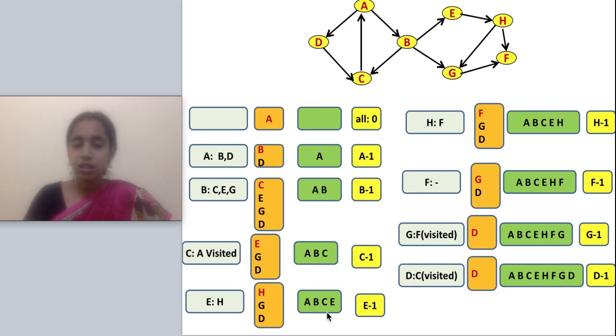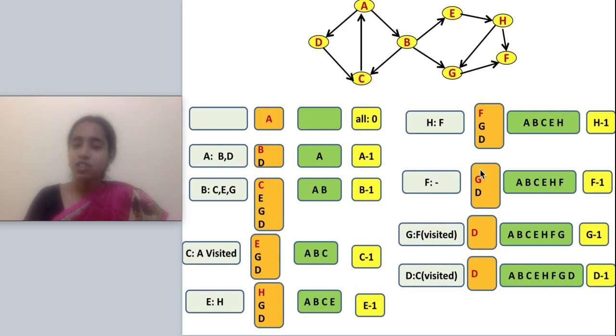Now the topmost is H. After popping out H, I have to push the neighbors of H. From the graph, the neighbors of H are G and F. G is already visited, so I have to push only F. So I have popped out H and pushed F. Now the topmost element is F. I don't have any neighbors for F, so I can pop F.